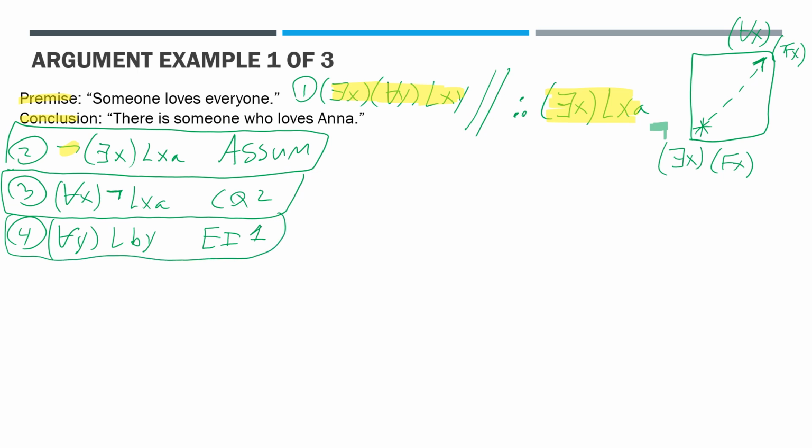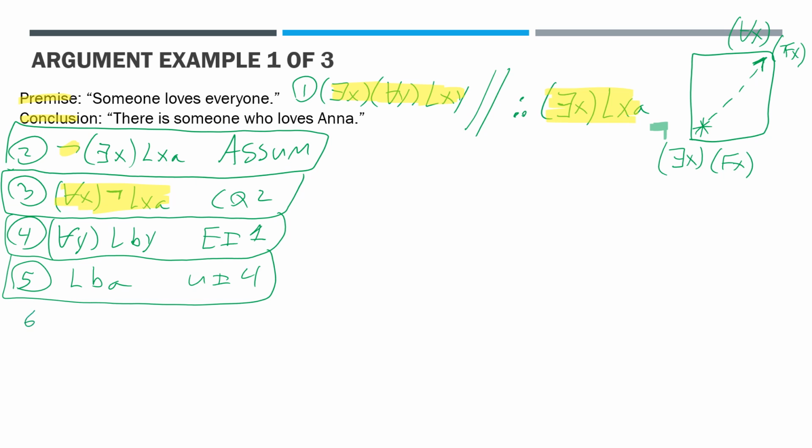And now we can do our universal instantiation, where we will instantiate Anna. So for line 5, we'll say Lba by the universal instantiation of line 4. And now let's work on line 3 and universally instantiate that.